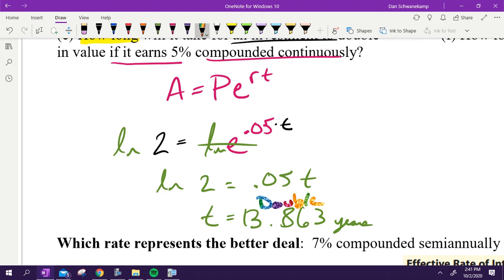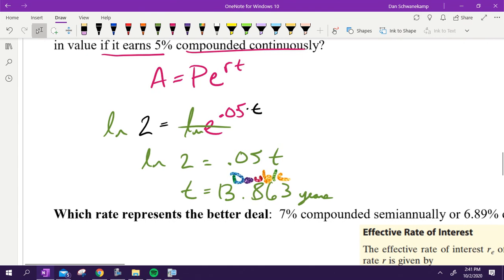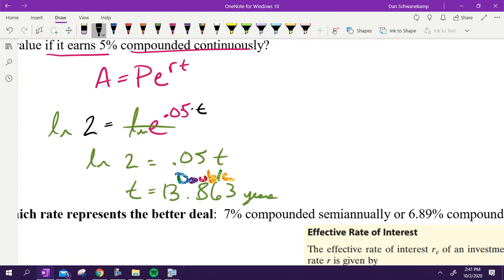If in 13 years you said you doubled some money, yeah, I'll take that. I'd rather it be sooner, but I guess we'll deal with it. So that was 13 years. How long would it take you to triple your money? Take a second real quick and figure out how long it takes you to triple. It should be a pretty quick computation once you get the hang of it.